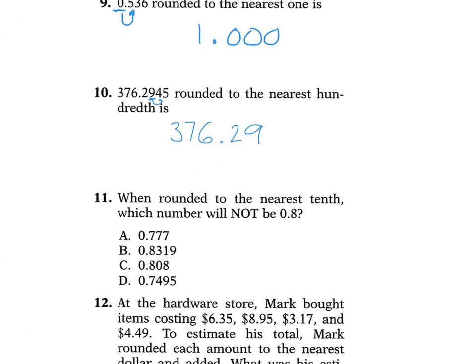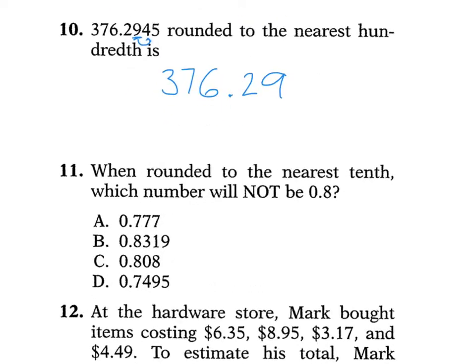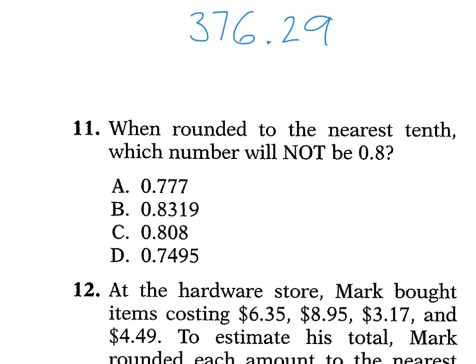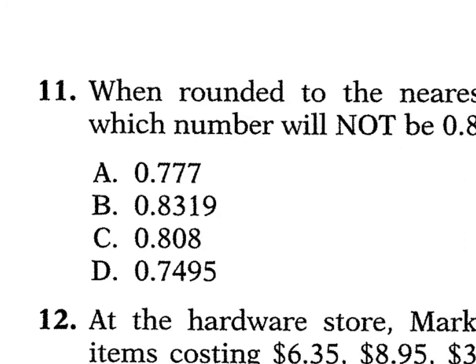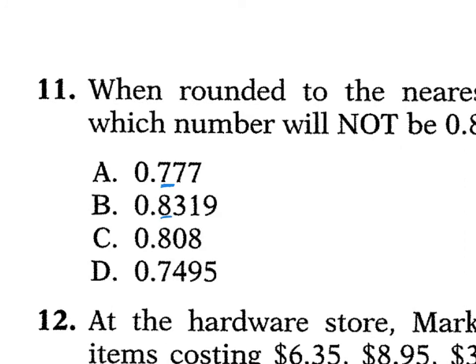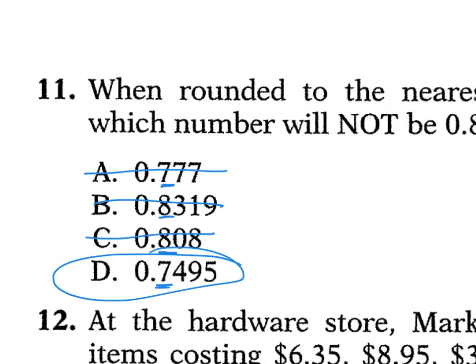When rounded to the nearest tenth, which number will not be 0.8? So rounding to the nearest tenth tells us we're looking at the first place after the decimal. So A would round to 0.8, B would round to 0.8, C would round to 0.8, D would have to stay at 0.7, so our answer is D.